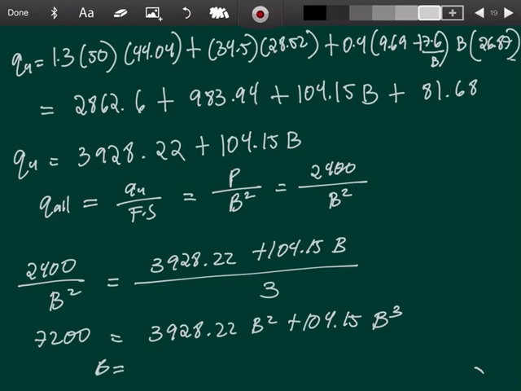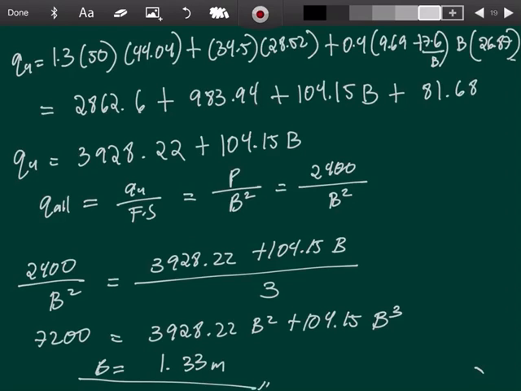Okay, so sa calculator, input natin 104.15, it is positive pala, plus 3928.22, 0, minus 7,200. At ang B natin ay, okay, dalawang imaginary at isang 1.33 meters. So, ang answer natin is 1.33 meters.